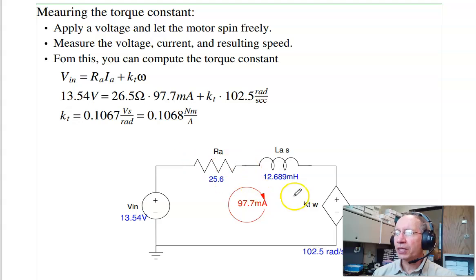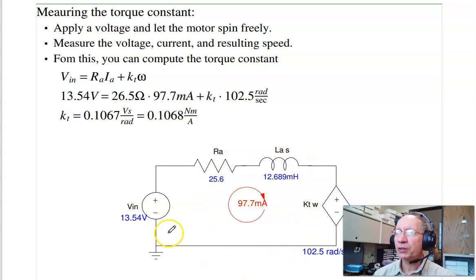I can measure the torque constant. Again, the faster I spin the motor, the higher the back EMF. So I can either spin the motor at a constant speed and measure the voltage, or, since I can't really do that, apply a constant voltage and measure the current, and that tells you the torque constant.